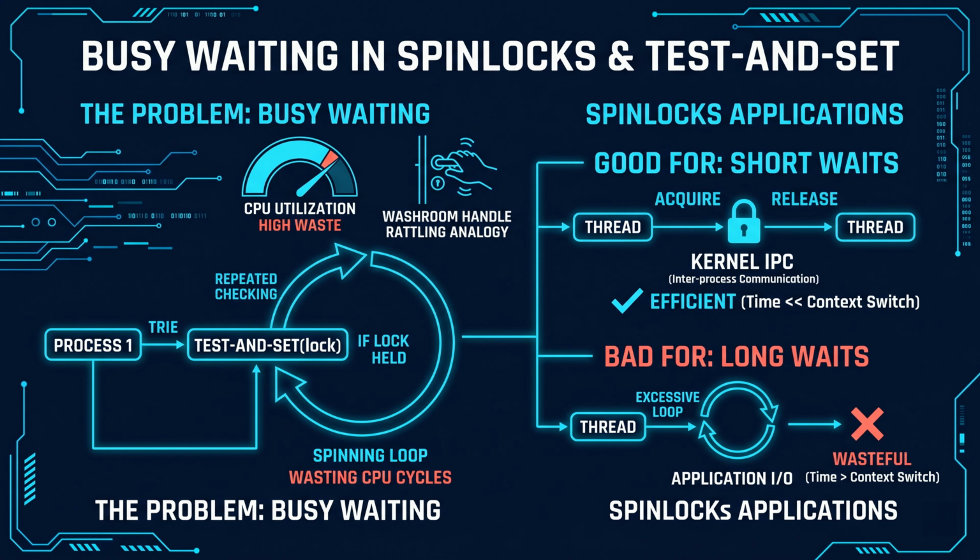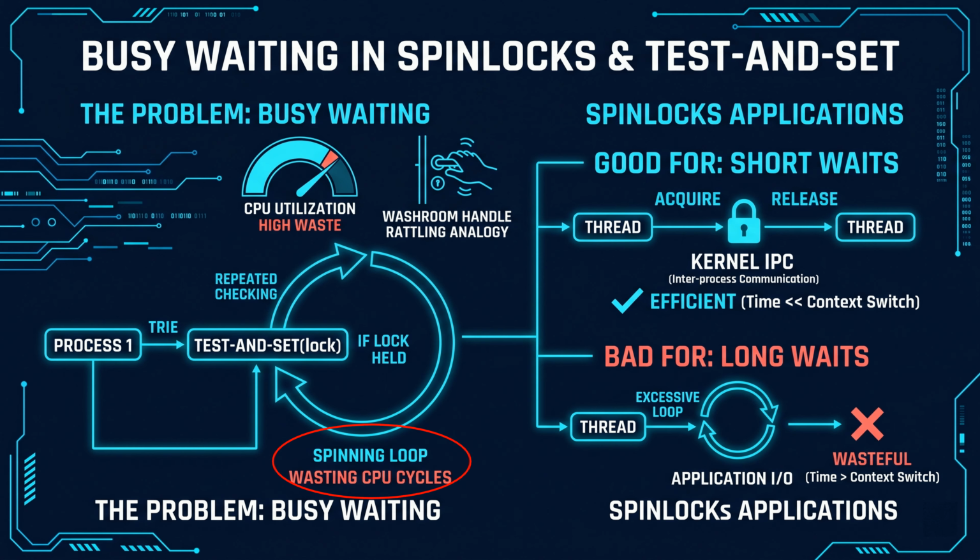However, test and set also introduces an issue we touched on earlier called busy waiting. If a process keeps repeatedly checking the lock in a loop, it wastes CPU cycles. It is like standing outside a washroom and rattling a handle every second instead of sitting down and waiting calmly.